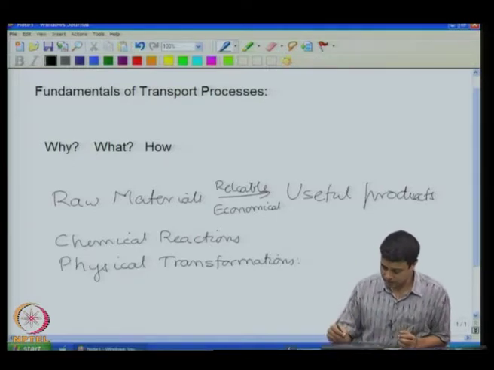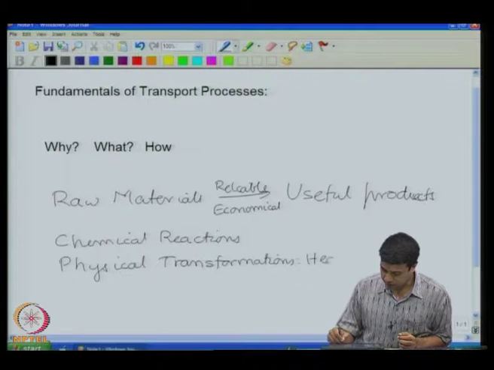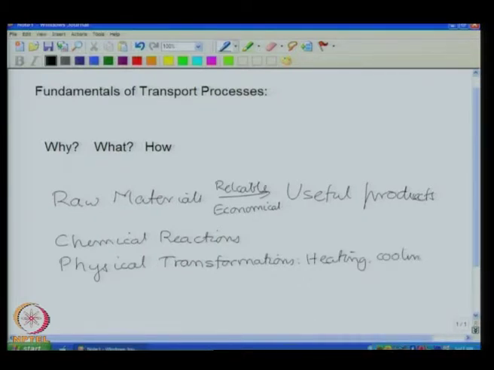For example, heating, cooling, melting, evaporation, mixing, separations, etc.